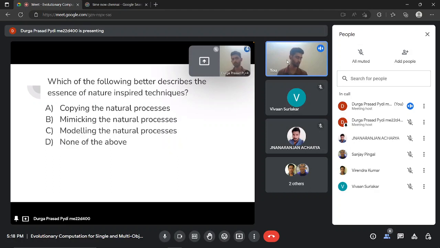Can any one of you try to explain which of these options better describes what is meant by nature inspired techniques?